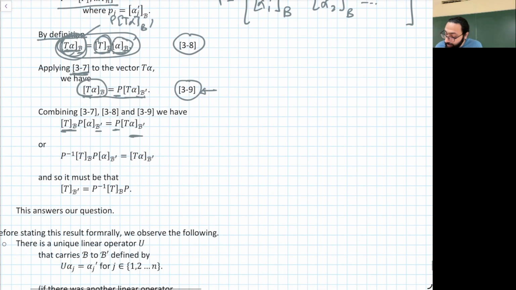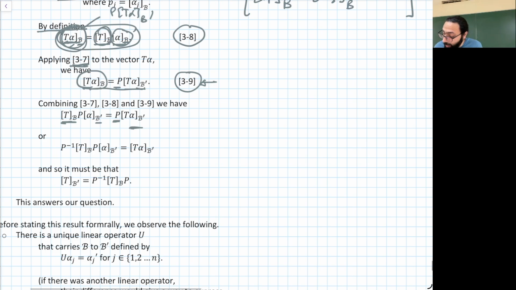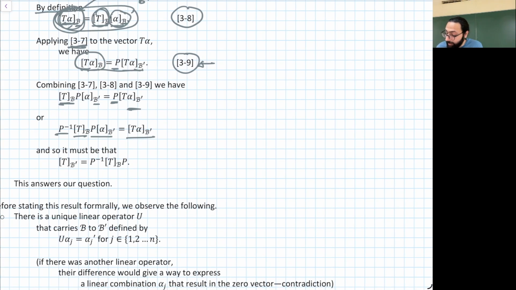And now in this equation, we are going to move P to the other side. So we have P inverse acting on T in B, and this will give you the representation of T in B prime. What this means is that it must be the case that T in B prime is the same as P inverse T in B P.